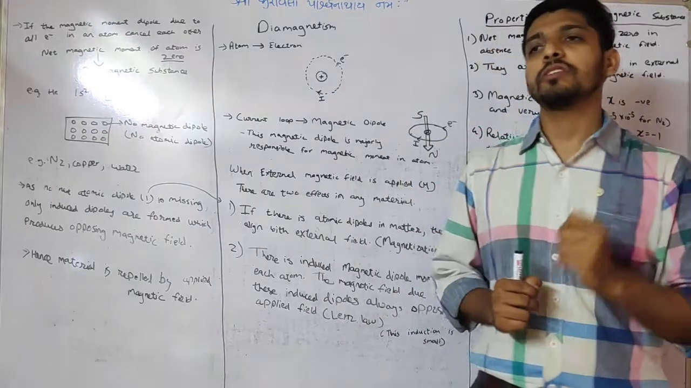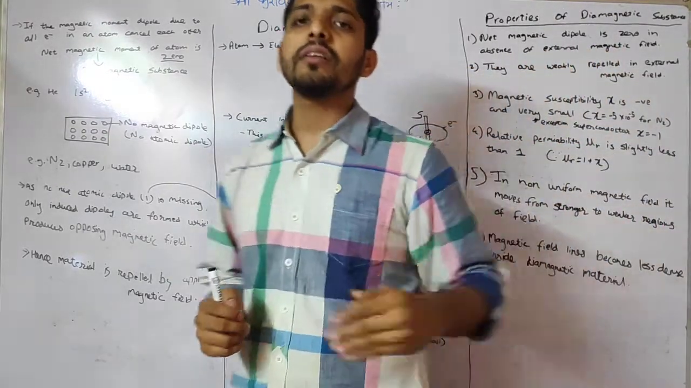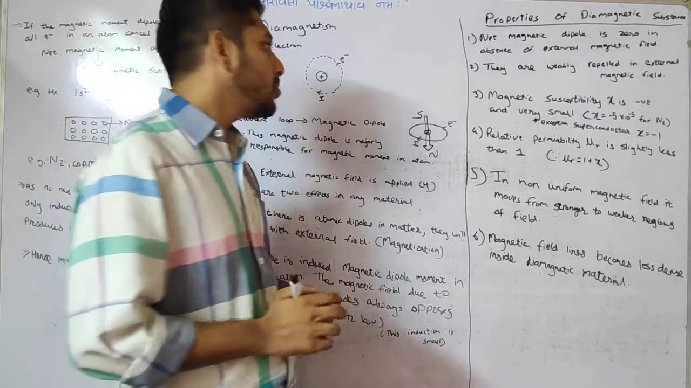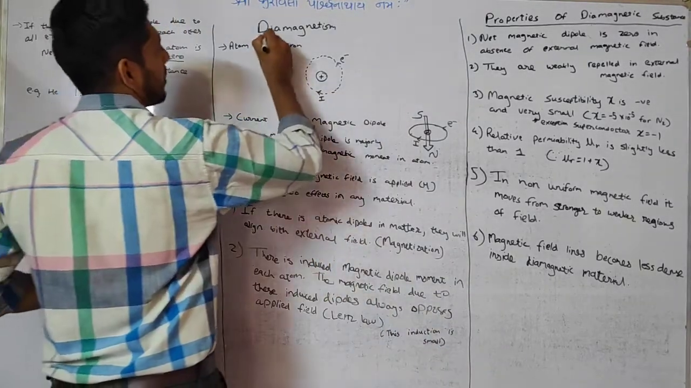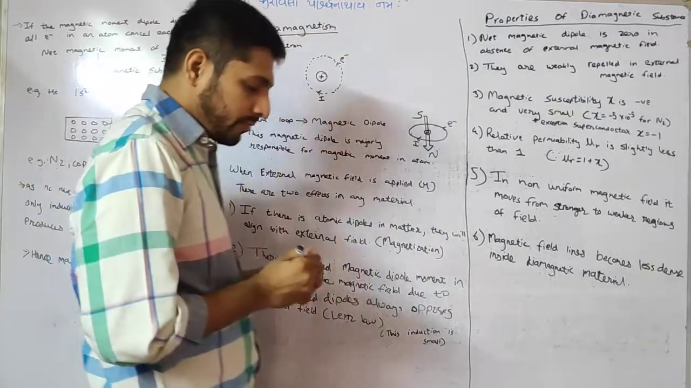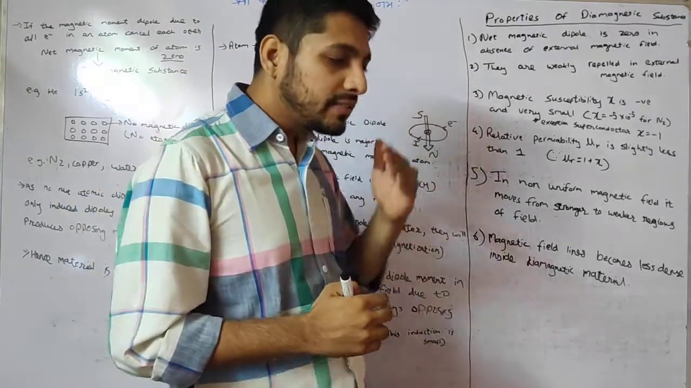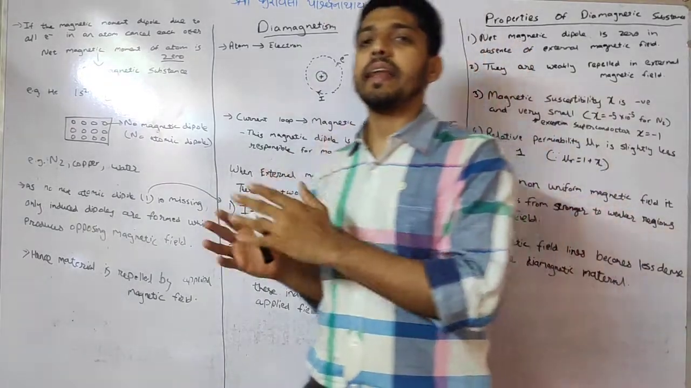So initially we will be just studying about diamagnetism, and in the further lectures we will be studying about ferromagnetism and paramagnetism. Okay, so first it is diamagnetism, that is a type of material. But before studying diamagnetism, let us understand why there is the magnetic field inside any material.